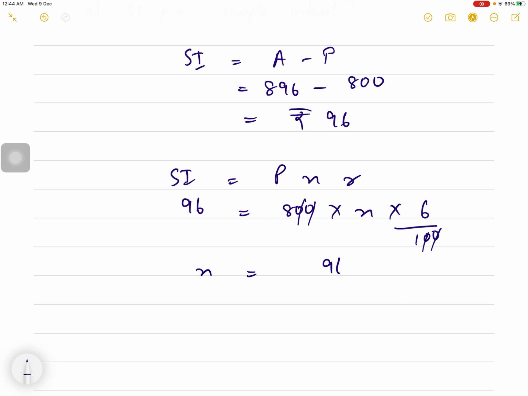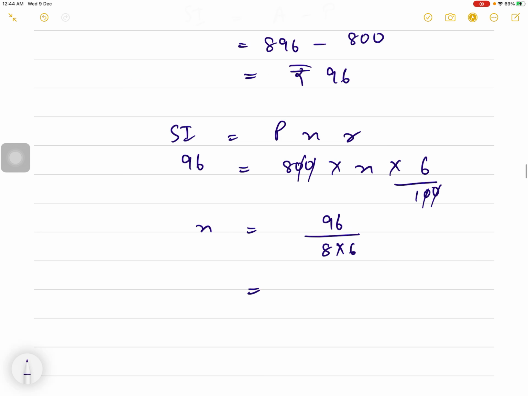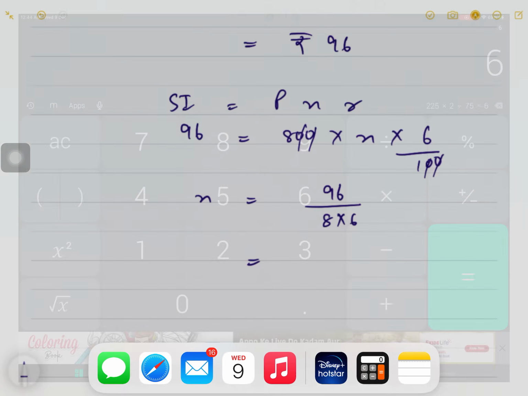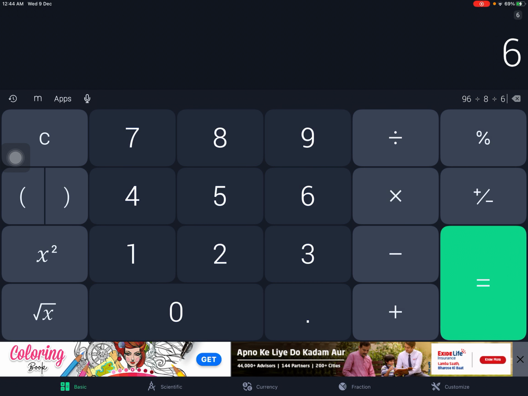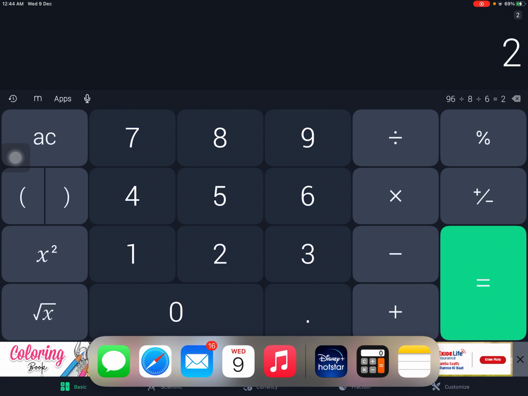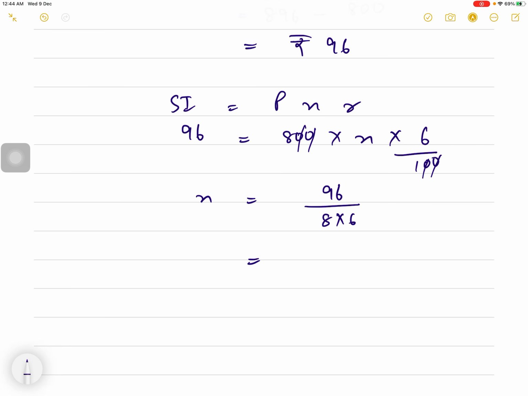So N is equal to 96 upon 8 into 6. Let's calculate this. 96 divided by 8 divided by 6. It comes to 2. So 2 years.